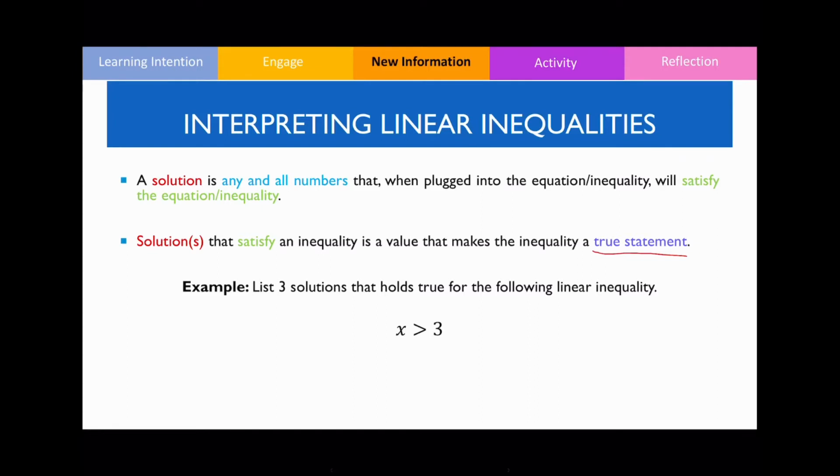The example reads, list three solutions that hold true for the following linear inequalities. It's pretty much saying, give me three numbers that are bigger than 3, because this symbol here means it's greater than.